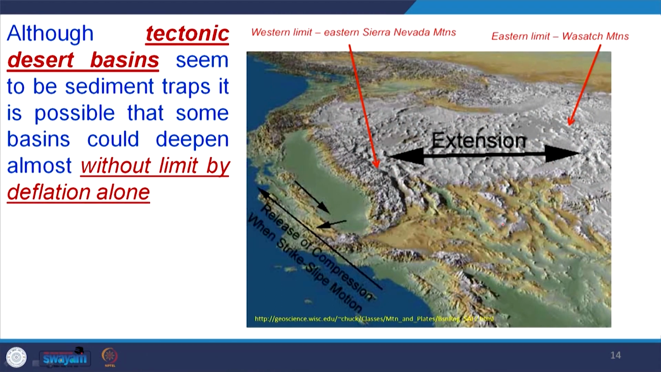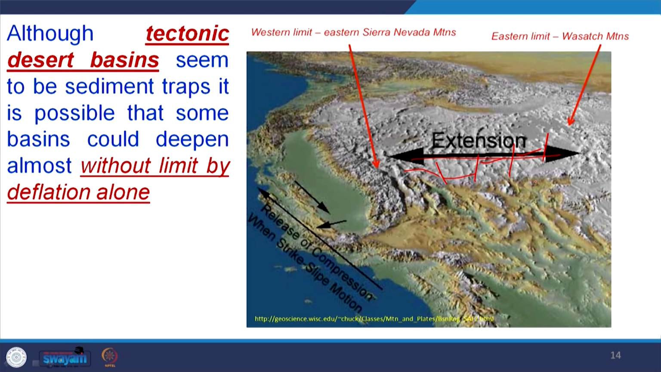Although tectonic desert basins seem to be sediment troughs, it is possible that some basins could deepen almost without limit by deflation alone. Here if you see this extensional basin of the basin and range province, this is an arid zone, wind is actively acting, at the same time it is tectonically very active and it is forming horst and graben structures. And here tectonics plays a major role in modifying the landscape along with this wind action.